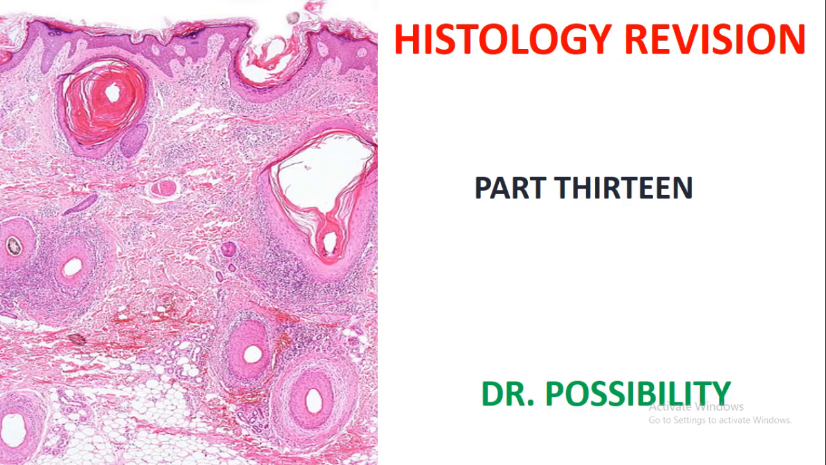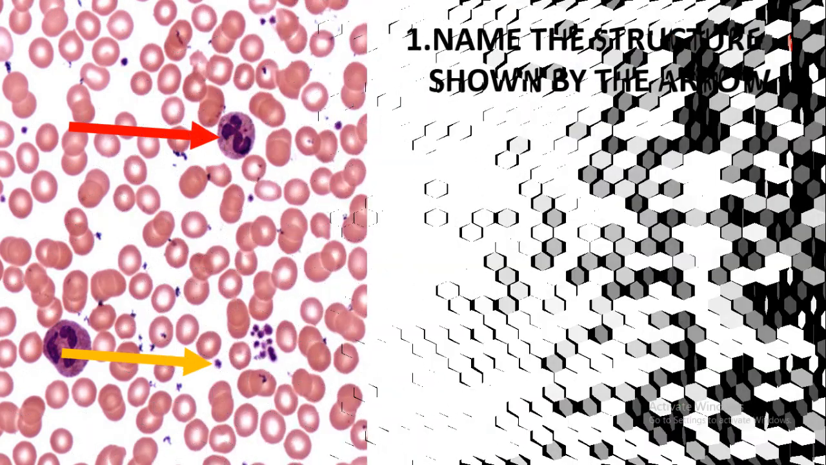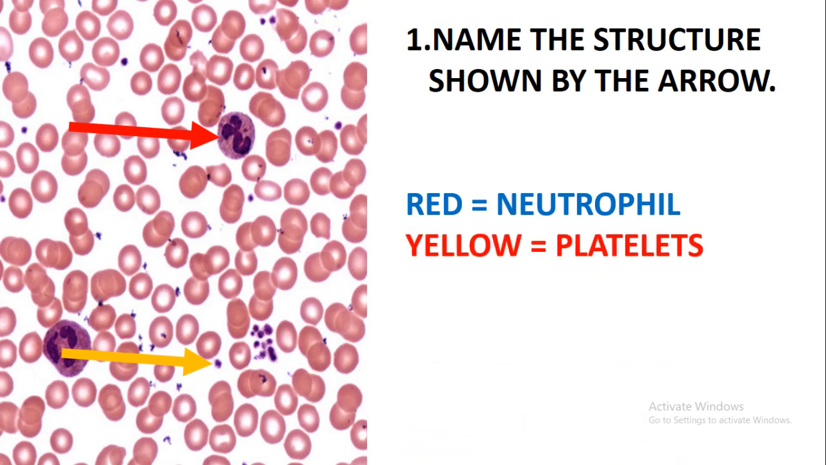In this tutorial, I'm just going to explain part 13 of Histology revision. Please make sure that you watch part 1 to part 12. Let's quickly get started. In the first slide, the question is: name the structure shown by the arrow. The red arrow is simply showing the neutrophil, and the yellow arrow is showing the platelets.